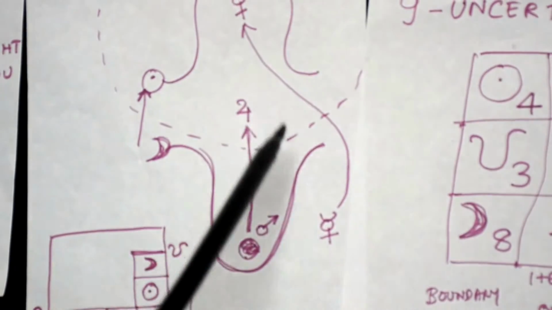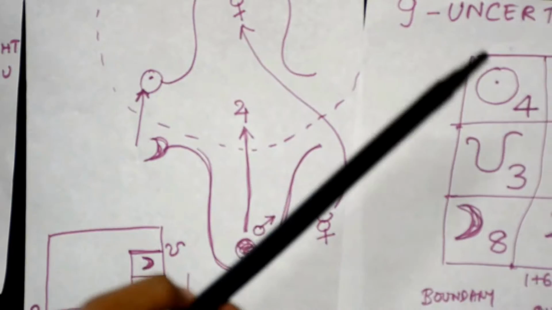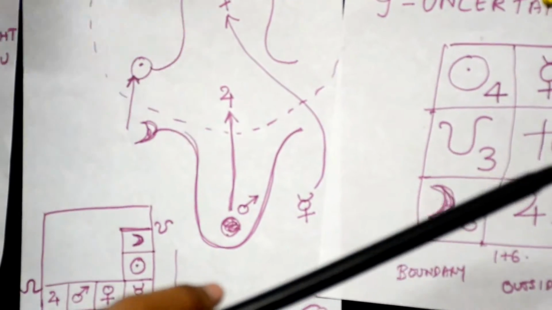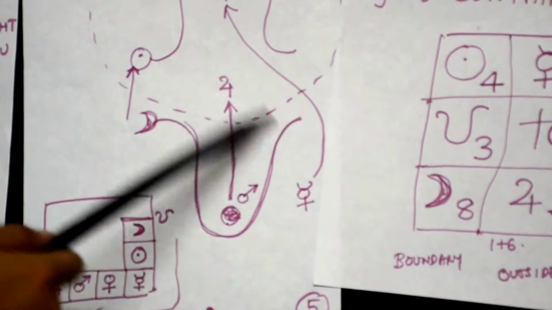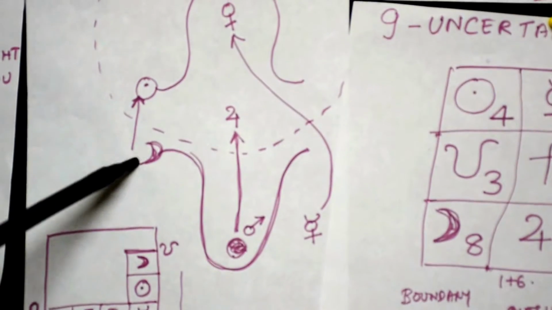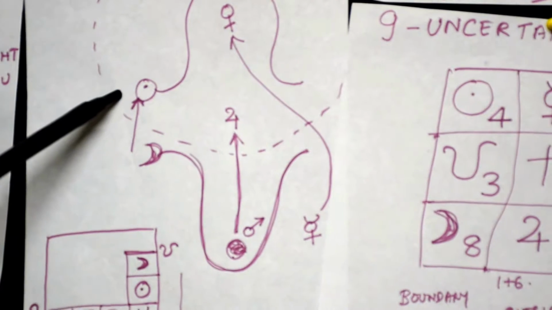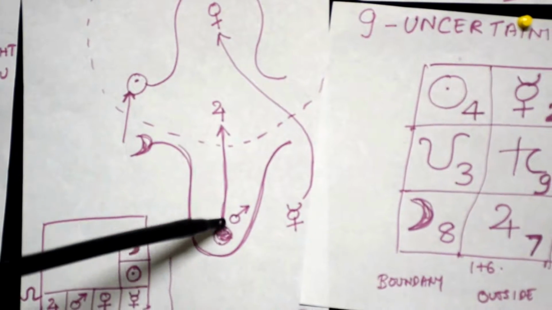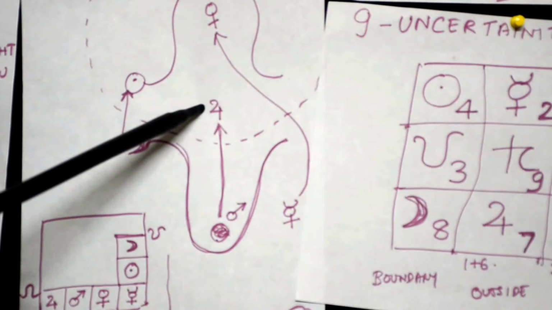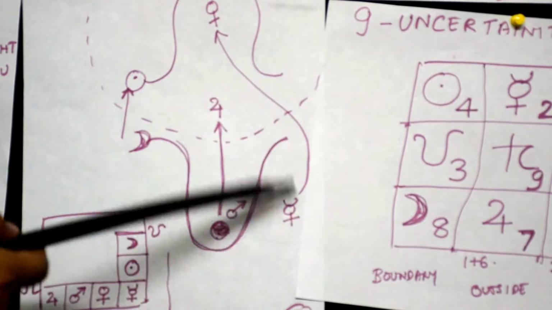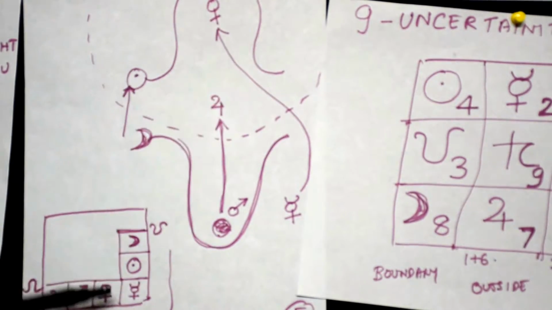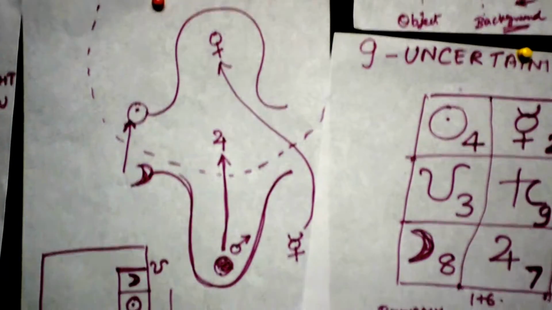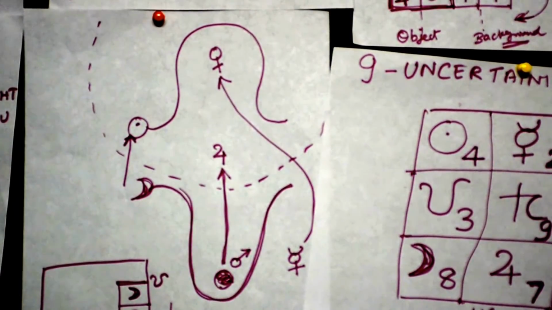Now if you take the reverse journey, what would happen if you try to take the part which is upright to upside down? When the part changes from this state to this state, the boundary changes from moon to sun, the object changes from Mars to Jupiter, and the background area changes from Mercury to Venus. So moon to sun, Mercury to Venus, Mars to Jupiter.